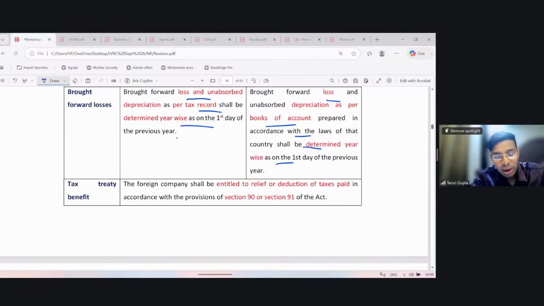Tax treaty benefits. The foreign company shall be entitled to relief or deduction of taxes paid in accordance with the provisions of section 90 or 91 of the Act. Okay.